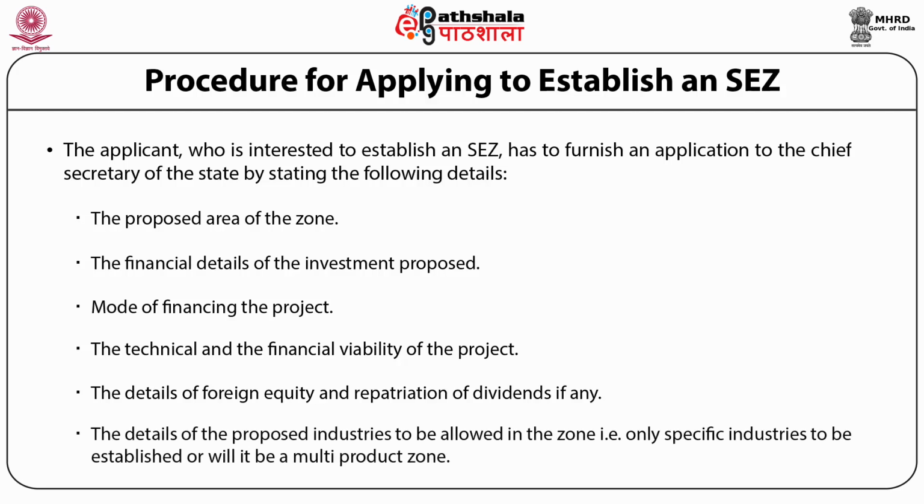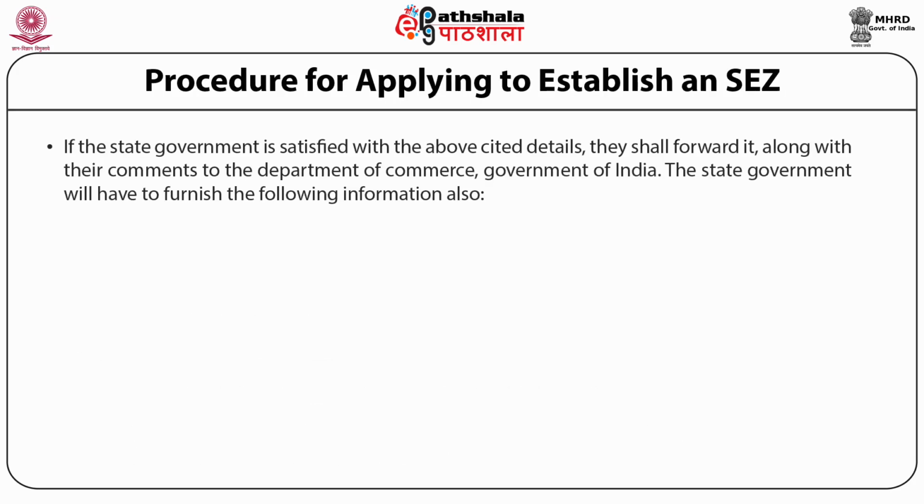The details of the proposed industries to be allowed in the zone, that is, only specific industries to be established, or will it be a multi-product zone, should be mentioned in the said proposal. If the state government is satisfied with the above cited details, they shall forward it along with their comments to the Departments of Commerce, Government of India. The state government will have to furnish the following information also.